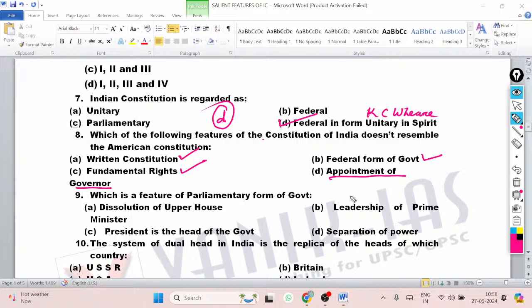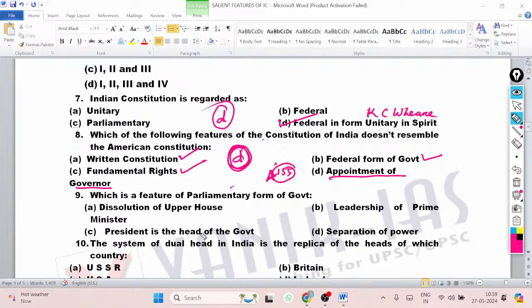They have an elected governor. Under Article 155, the governor of a state is appointed by the president. That pattern we have borrowed from the Canadian constitution, so we have not borrowed it from the American constitution. Unlike America, our governors are appointed by the central government or by the president. So the answer will be D, that it doesn't resemble both.